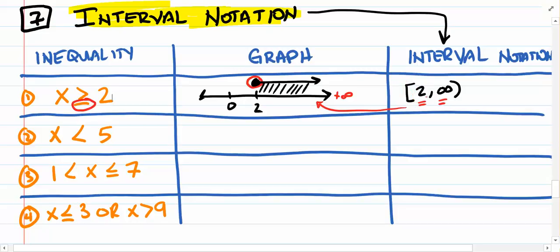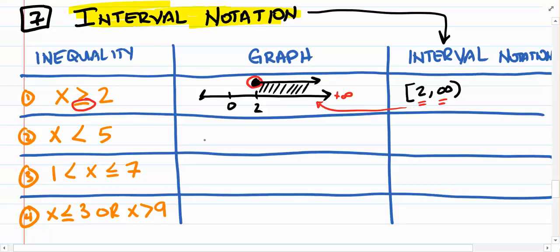So the correct way to write it would be from 2 to infinity. We use a parenthesis around infinity because we can never actually get to the end of infinity, so it would be wrong for us to put a bracket there because that would suggest that we could include it. Let's do this one, this number 2 here.